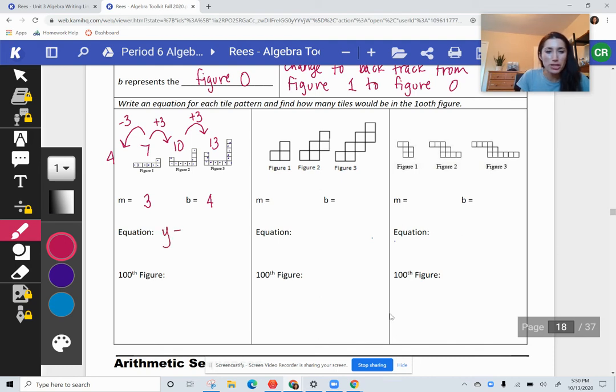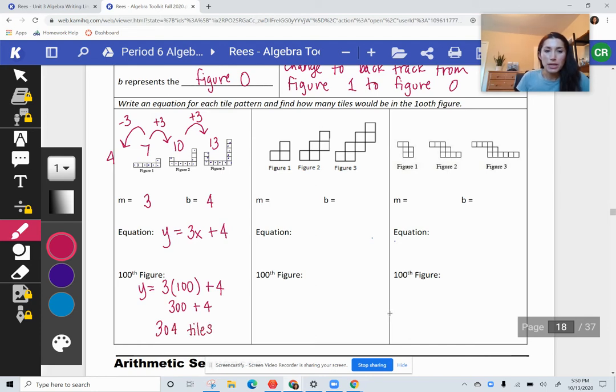We can then write our equation in y equals mx plus b format. Place our m and our b into the equation, make sure we have our x there. And then for the 100th figure, what we want to do is basically y is going to equal 3 multiplied by 100. And then we're going to add 4 to that. That's going to be 300 plus 4. And that will end up being 304 tiles.